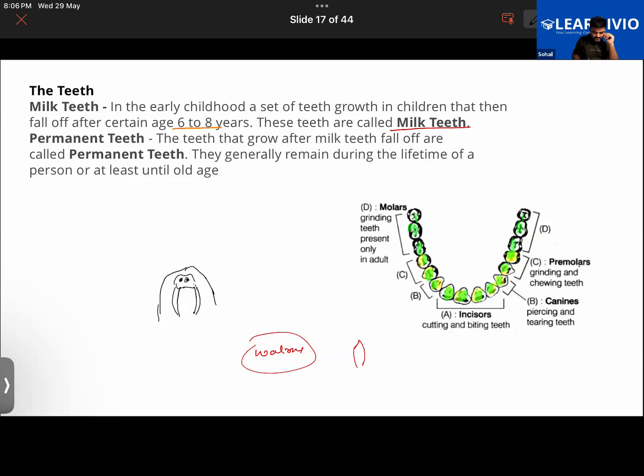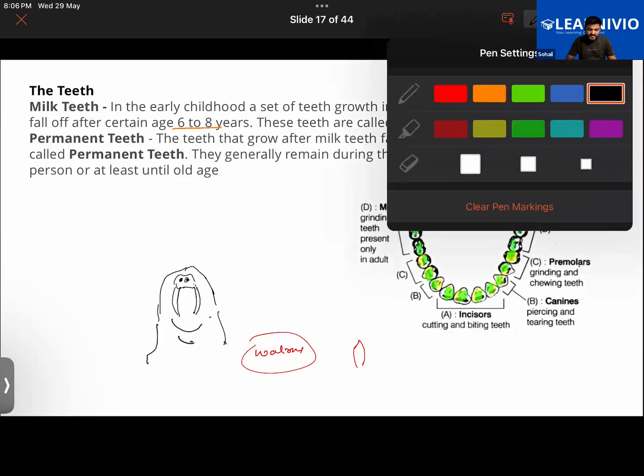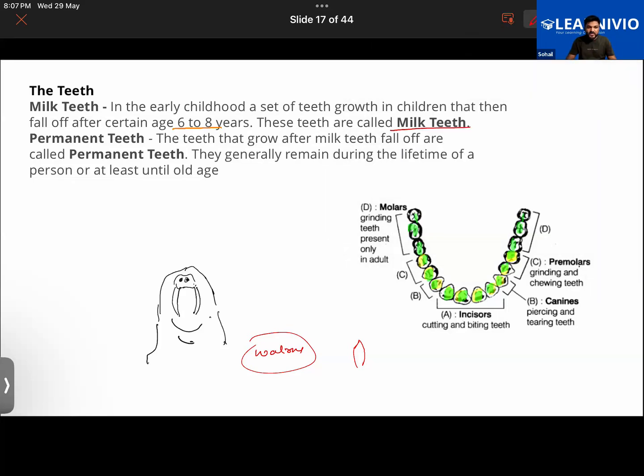Kind of looks like this. These are the teeth of the walrus coming out from its mouth. Yes, sir, I've seen it on National Geographic channel. So these are kind of tusks, like what we see in the case of elephants also.